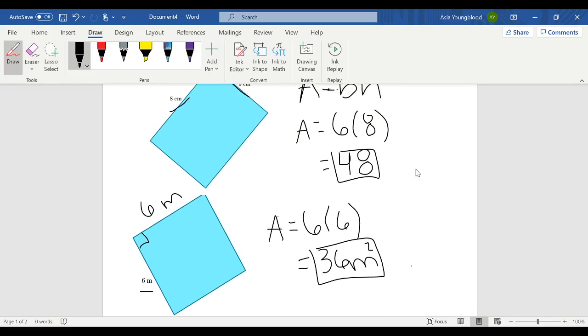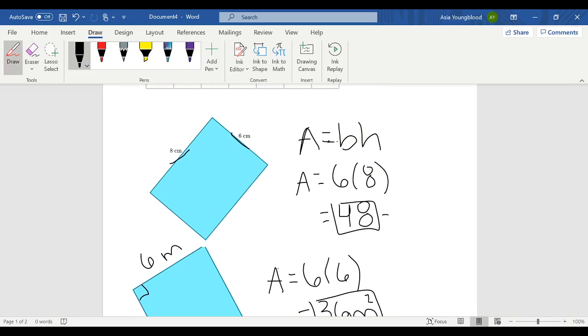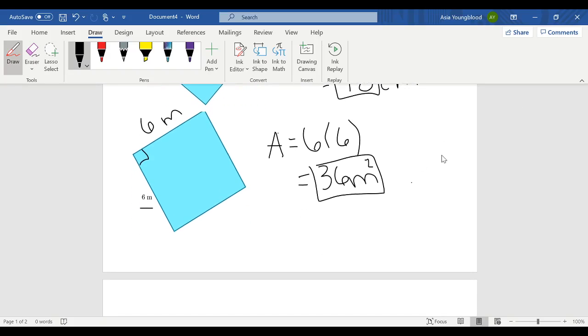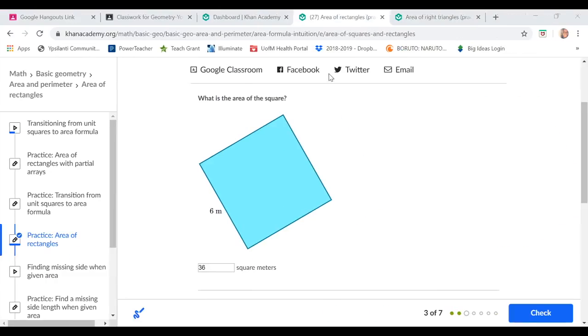And this one, I believe it was in centimeters. Yeah, so this one should have been 48 centimeters squared. So you do want to get in the habit of using the correct units. It makes your life easier when you get into higher math classes. So switch back to the browser, and we said this was 36.